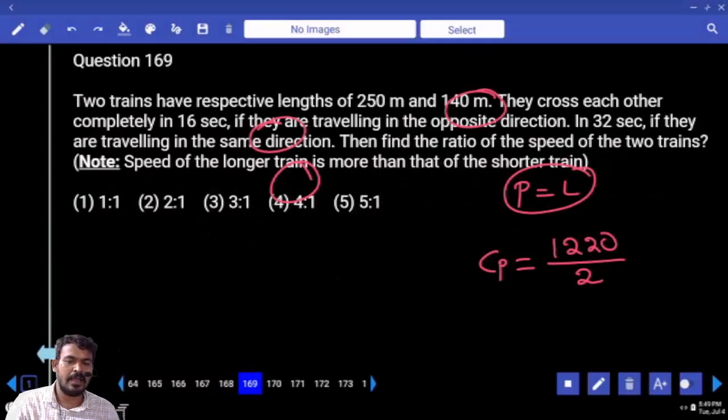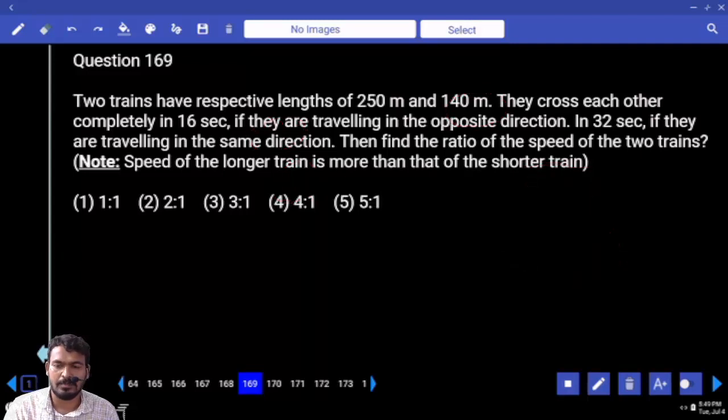Two trains have respective lengths of 250 meters and 140 meters. They cross each other completely in 16 seconds if they are traveling in opposite directions, and in 32 seconds if they are traveling in the same direction. Find the ratio of the speeds of the two trains. The speed of the longer train is more than that of the shorter train.